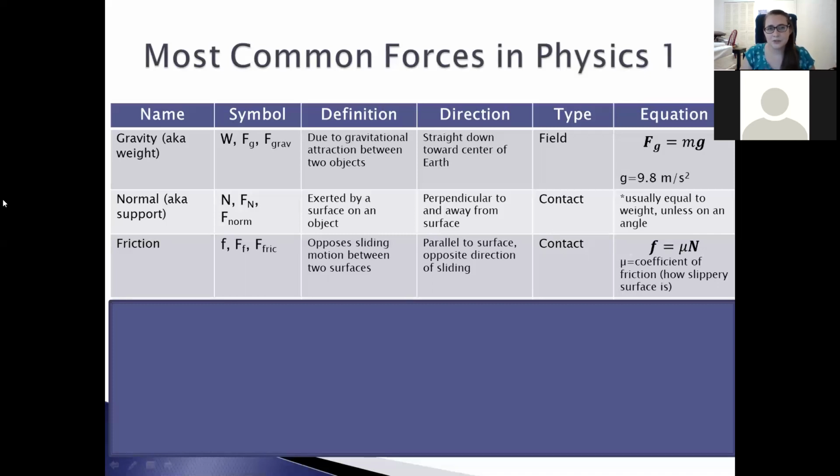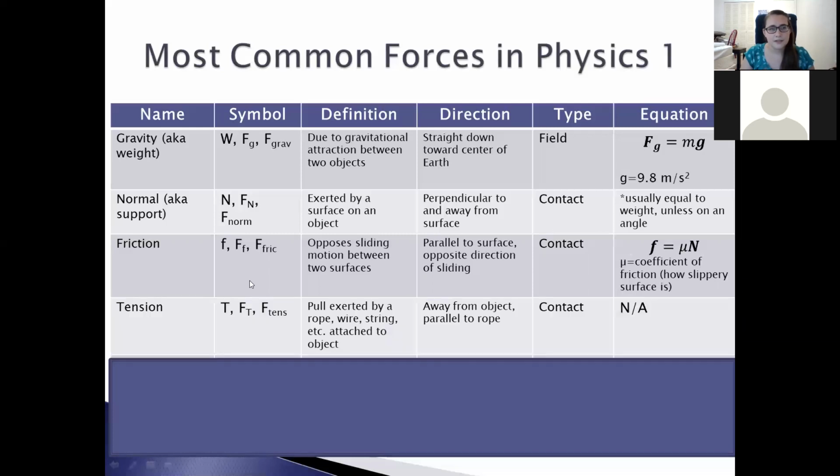Okay, but yeah, it's the most fun equation. Tension force is another common one. We write that as capital T or Ft or F tension. But this is anytime you have a situation involving a rope, a wire, or a string pulling on something. The direction of it is away from the object, but parallel to the rope.